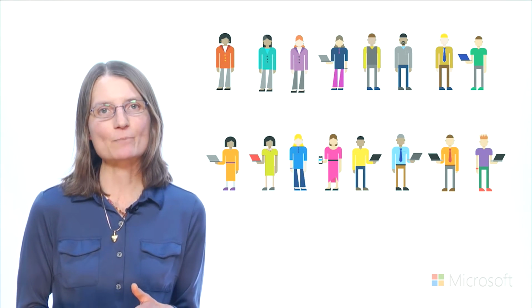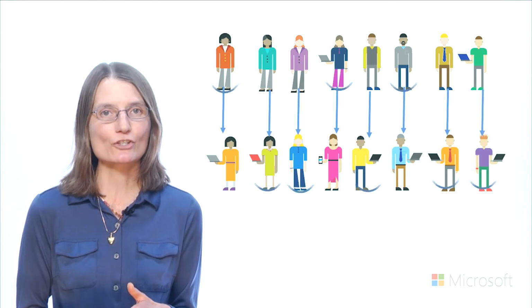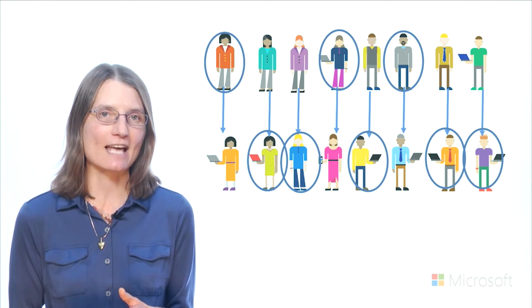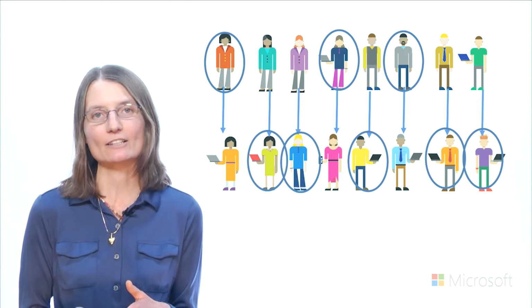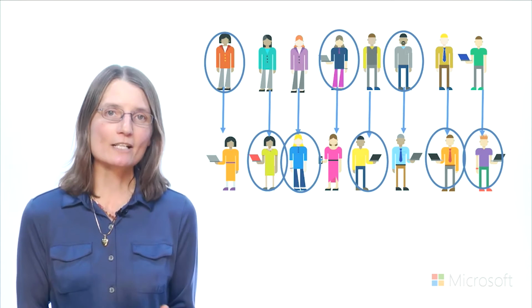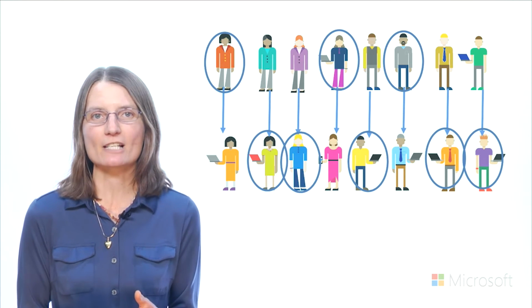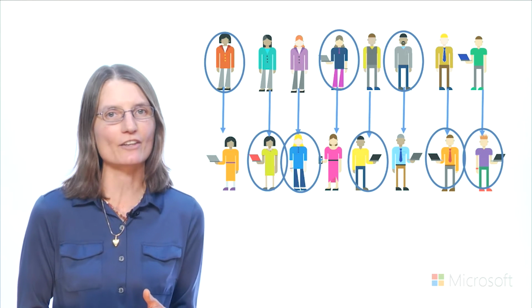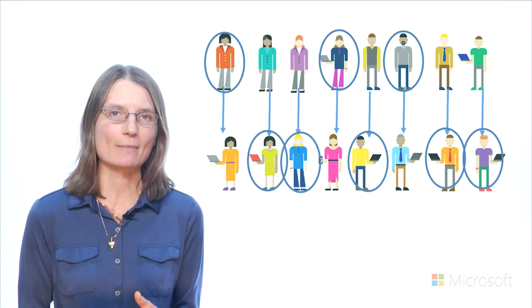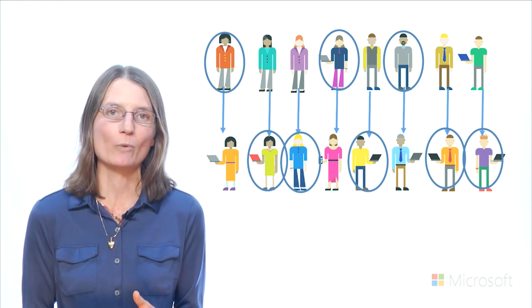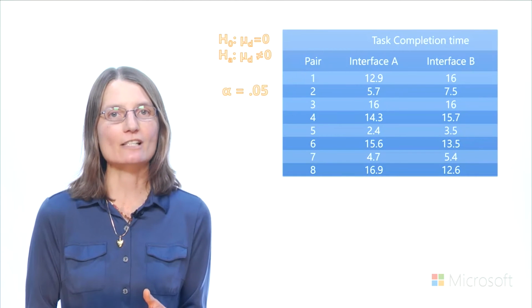Imagine that we have matched pairs where those people that are circled are interacting with interface A, and the other in the pair are interacting with interface B. We are trying to determine if either interface results in less time on task than the other. As a result, we have a two-tailed hypothesis test with a significance level of 0.05. Our data looks like this.